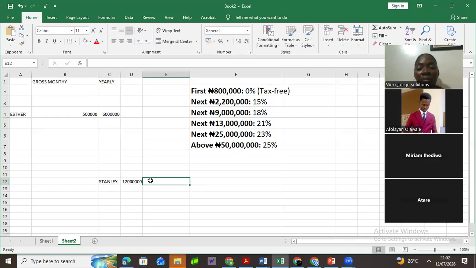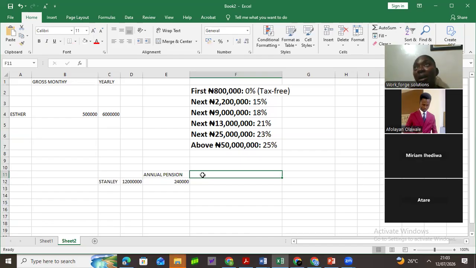Now, remember, the new tax law has said that not the whole 12 million naira is taxable. Pension is not taxable, so we have to remove pension. So let's assume that his pension in a month is 20,000 naira. So in a year, that would be what? 240,000.